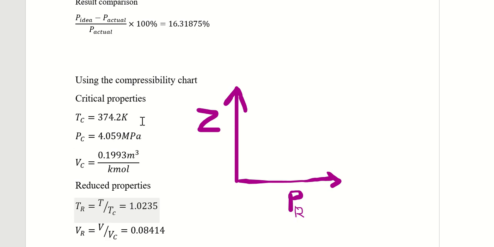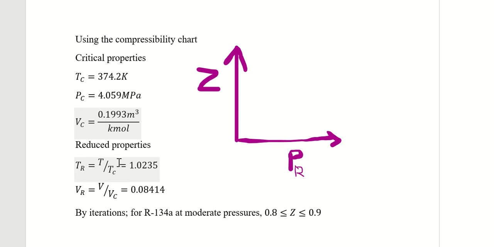And from here you can check table A1, which has the critical properties of refrigerant R134A. The reason why I didn't put the table again is because we're using the same refrigerant. In the previous example, we saw the steps on how to get the values. So it's right here. Critical temperature is equal to 374.2 Kelvin. Critical pressure is equal to 4059 megapascals, and critical volume is equal to 0.193 meters cubed per mole.